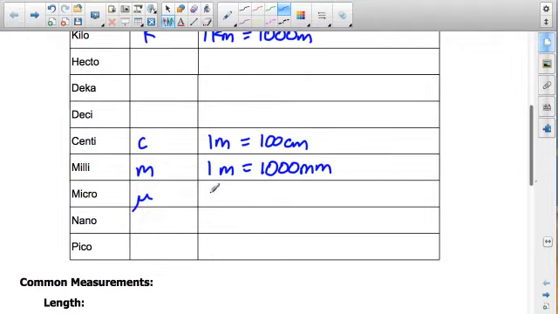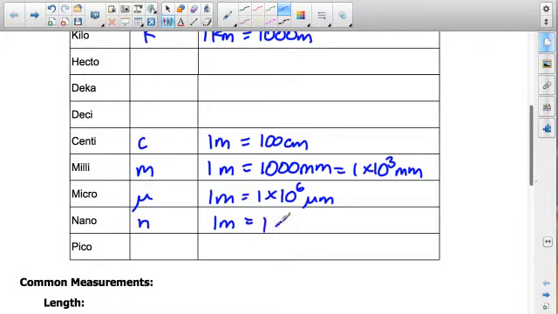Micro, 1 meter would be 1 million, or I'm going to write it 1 times 10 to the 6 micrometers. Milli could have been written 1 times 10 to the 3rd. Nano, 1 meter is 1 times 10 to the 9th nanometers, and pico, 1 meter would be 1 times 10 to the 12th picometers.